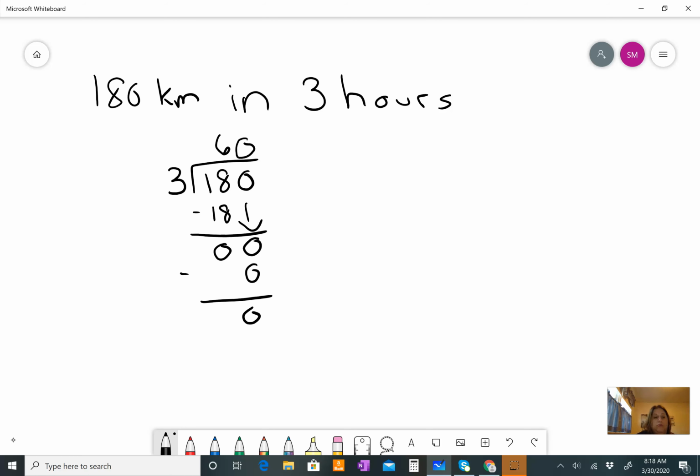So my unit rate is 60, okay? So it'd be 60 to 1, all right? So basically it's 60 kilometers in 1 hour, okay? Because again, we want to keep that format. This is our kilometers, this is our hours, okay? So it'd be 60 kilometers to 1 hour.